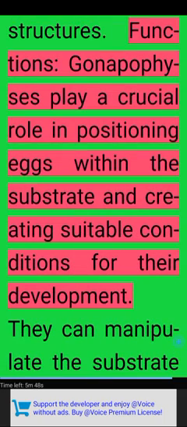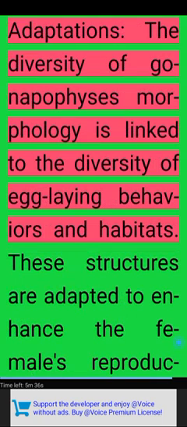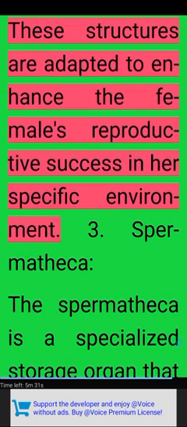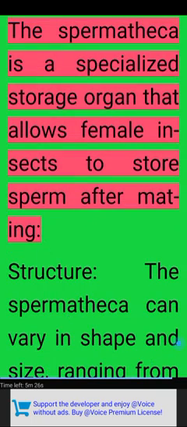Functions. Gonapophyses play a crucial role in positioning eggs within the substrate and creating suitable conditions for their development. They can manipulate the substrate to form egg chambers or crevices that provide protection and resources for the developing eggs. Adaptations. The diversity of gonapophyses morphology is linked to the diversity of egg-laying behaviors and habitats. These structures are adapted to enhance the female's reproductive success in her specific environment. 3. Spermatheca. The spermatheca is a specialized storage organ that allows female insects to store sperm after mating.